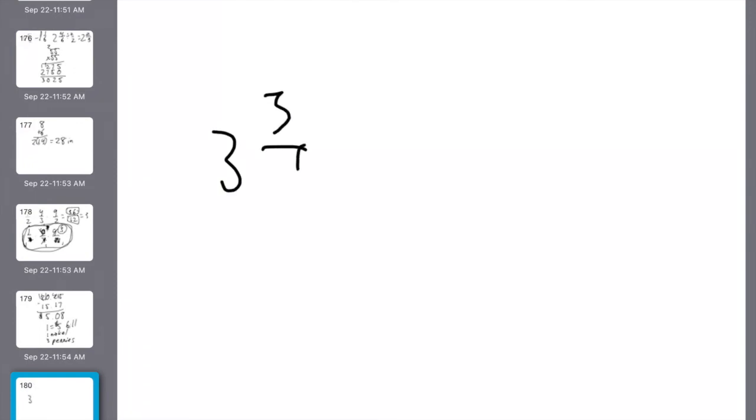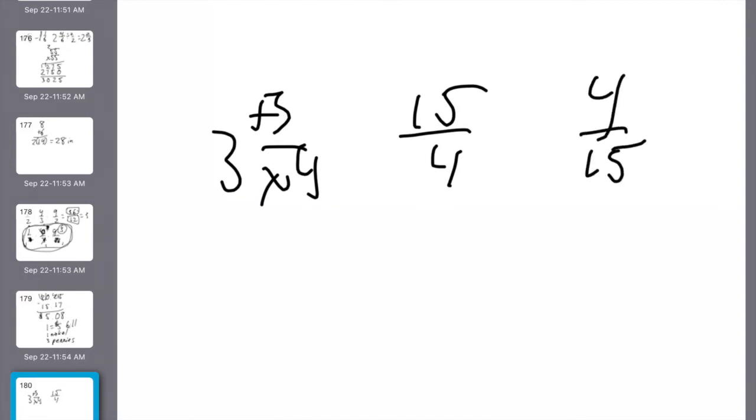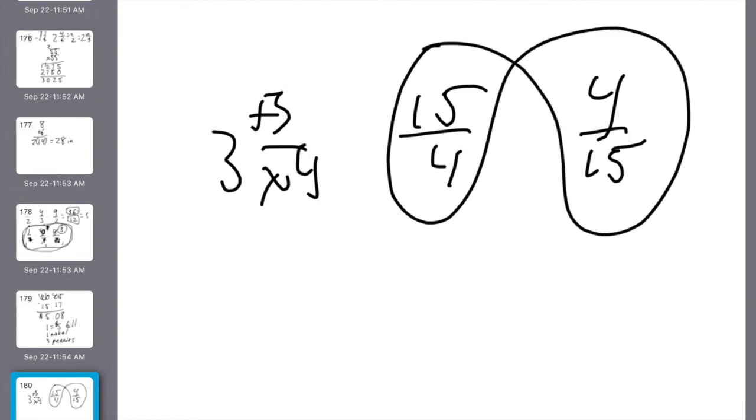And 29. Write 3 3/4 as an improper fraction. Multiply is 12. Add 3 is 15 over 4. Then write the reciprocal of that. Flip it over, guys. 4/15. So those are your 2 answers.